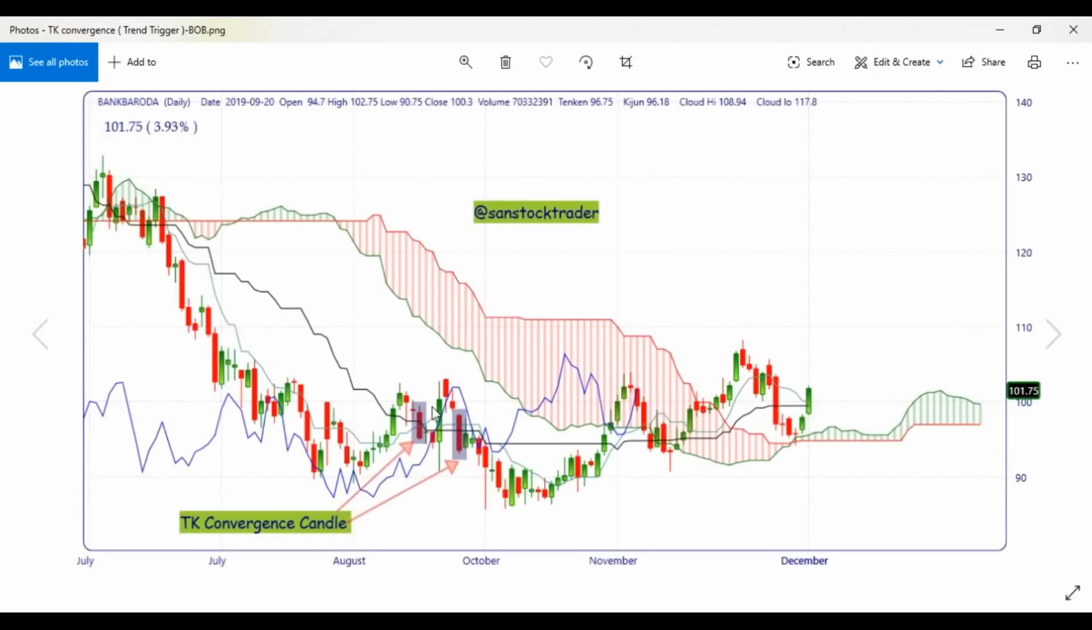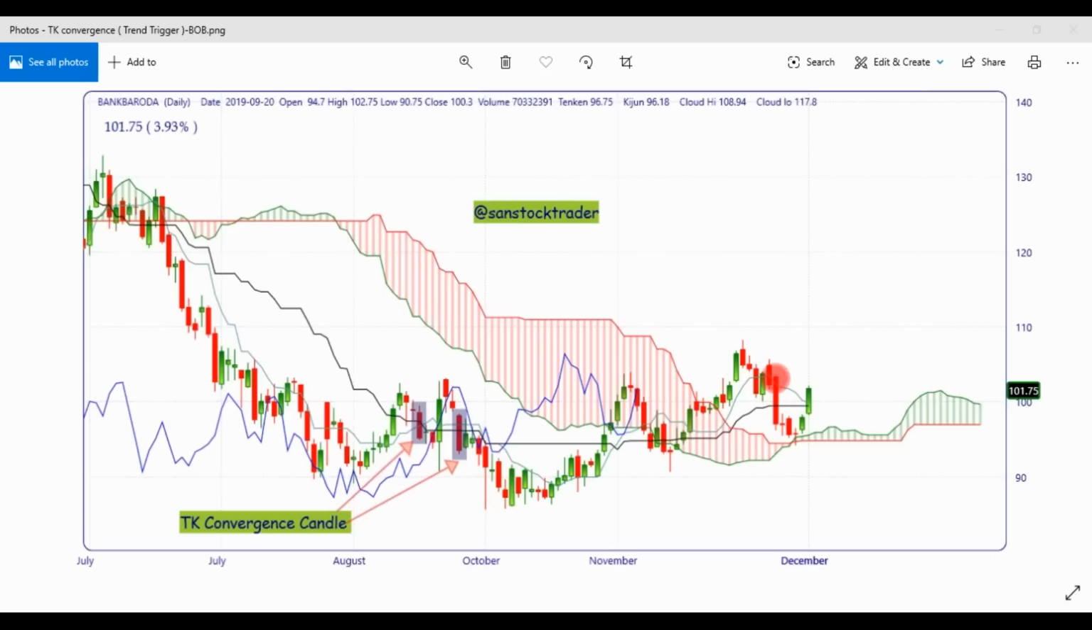See here also, in Bank of Baroda, this red candle touches both the Tenkan-sen and Kijun-sen. So below this candle low was a short entry. Though this would have resulted in a loss, exactly this was the strategy. Then once again we got one more candle here. This red candle touches the Tenkan-sen and Kijun-sen. So below this candle low was a short entry that worked out pretty well.